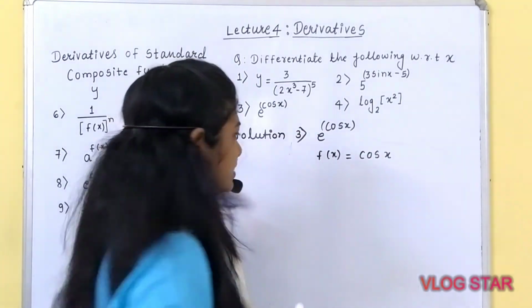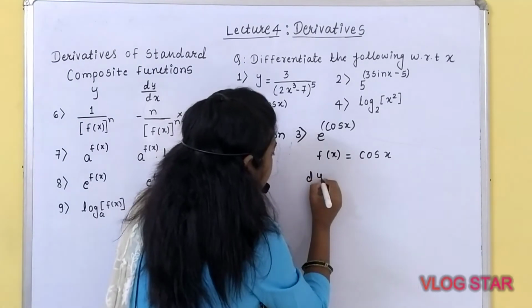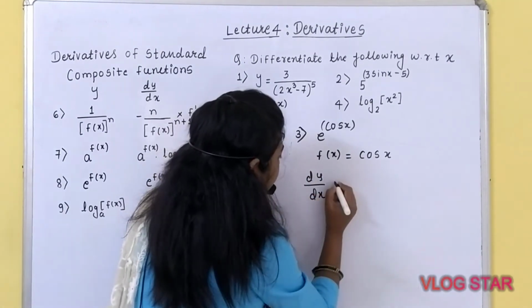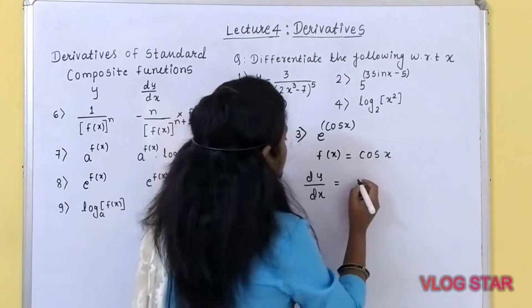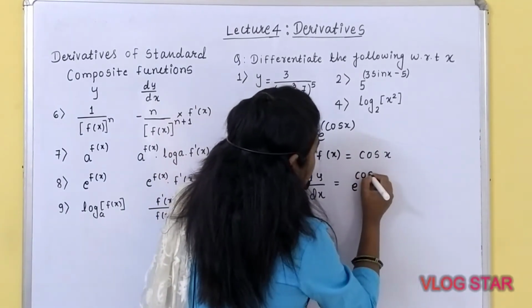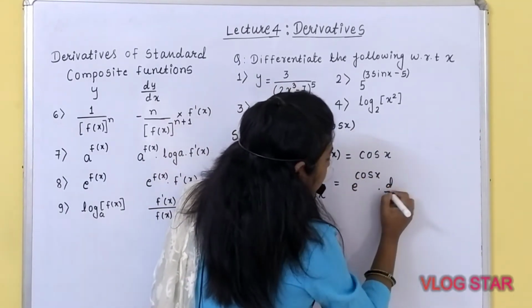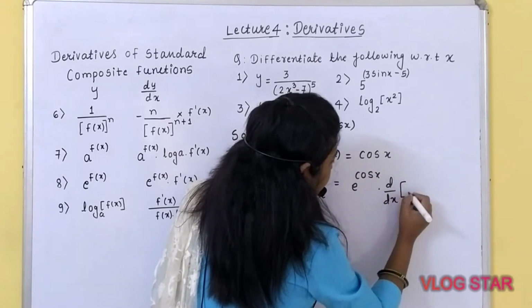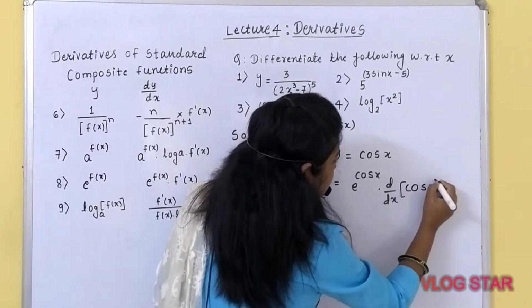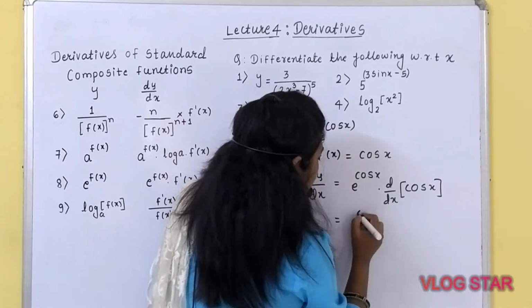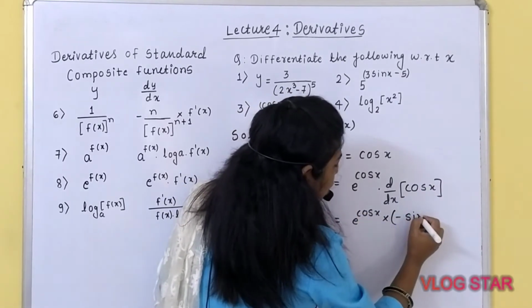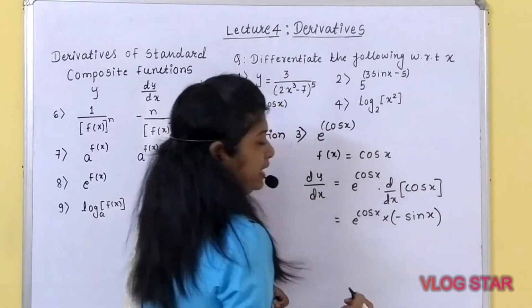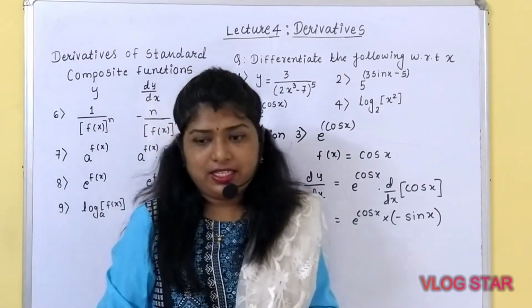The derivative of e raised to f of x is given by e raised to f of x into the derivative of the same function with respect to x. So here dy by dx, the derivative of y with respect to x, is equal to e raised to cos x into the derivative of f of x. f of x in this case is cos x. So you will be getting, as you know, that the derivative of cos is minus sin x. So this is the answer.